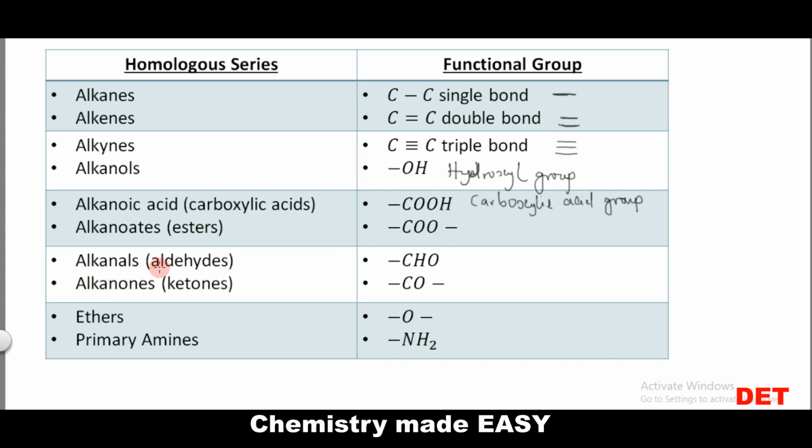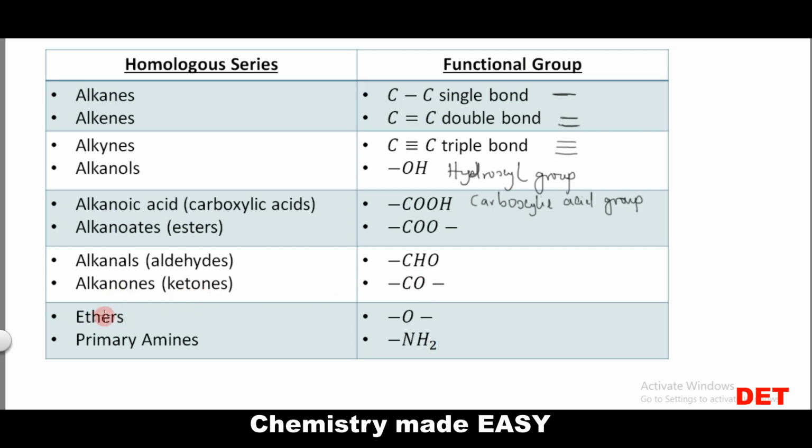Then we have alkanals. They are also referred to as aldehydes. And their functional group is the CHO group. This is what determines the main chemical properties of the alkanals. Then we have alkanones. They are also known as ketones. So the functional group of the ketone is the CO group. This is known as the alkanone group, and it determines the main chemical properties of the alkanones.